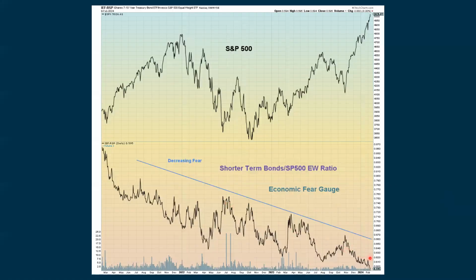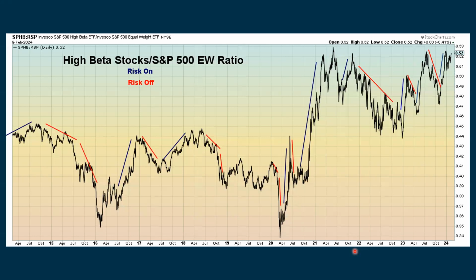This is another fear gauge. This one is declining. As stocks have been going up, this shows that fear has been decreasing. And this is a chart that sometimes is very helpful to us, but lately it's been so choppy that it's not really that helpful at all.